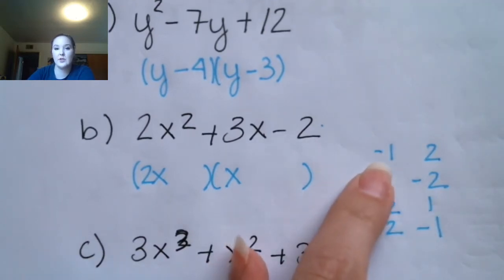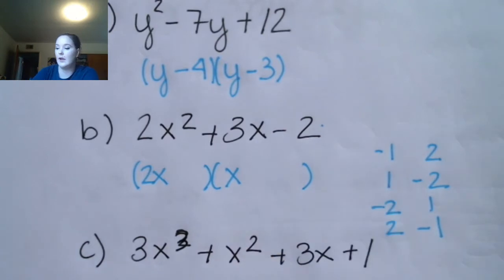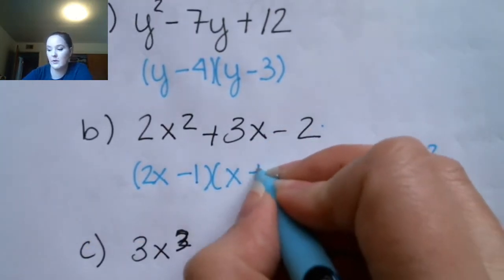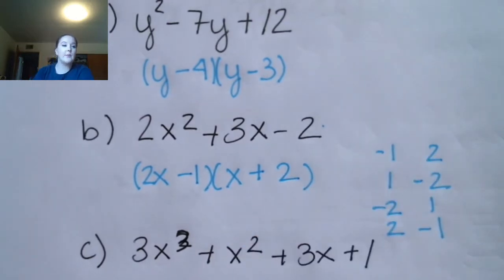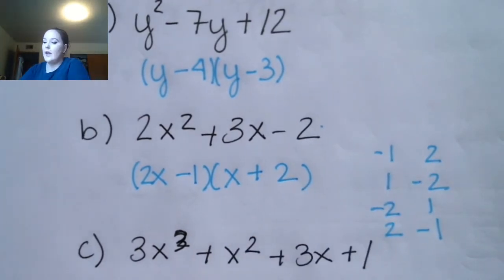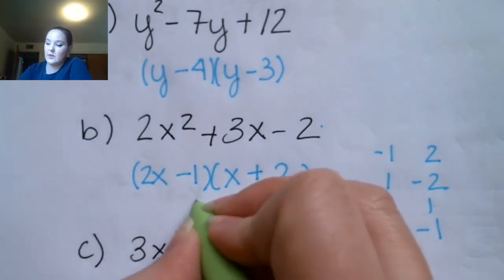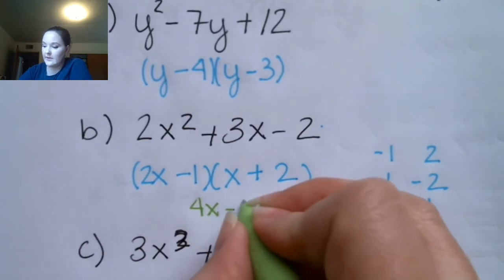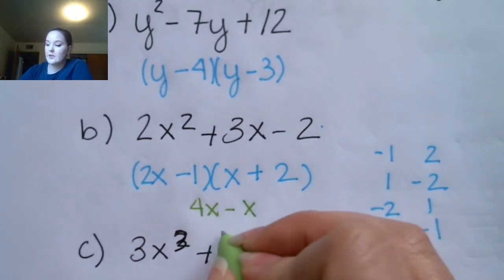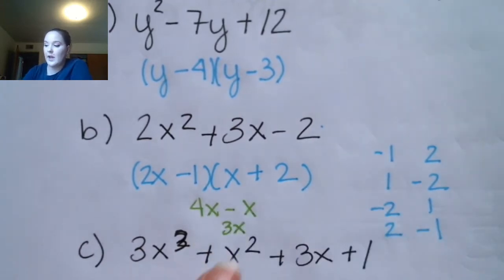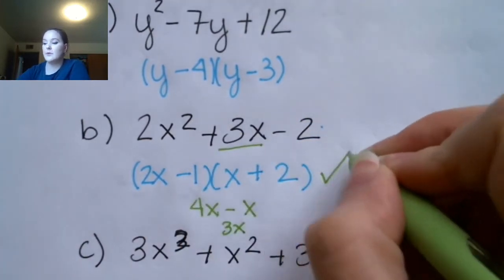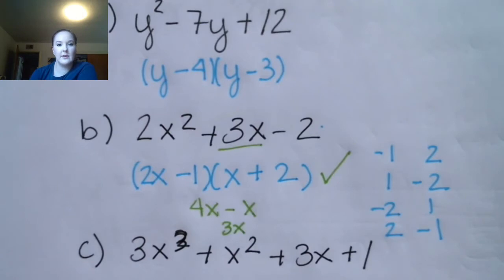I'm going to start with the top one. I'll do -1 and +2, and then I'm going to check this guess by multiplying. I have 2x times 2 is 4x. -1 times x is -x. So the center terms add to 3x, and that's what you want. That means this was a correct guess.